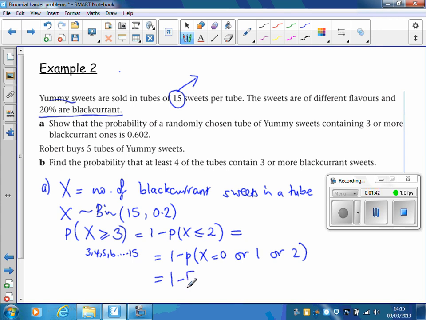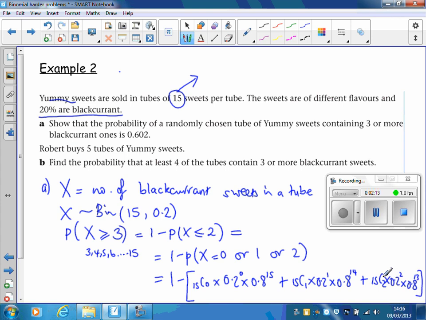Now for x equaling 0, we're just going to do 15c0 multiplied by 0.2 to the power 0 times 0.8 to the power 15. 1 is going to be 15c1 times 0.2 to the 1 times 0.8 to the power 14, and then that's plus 15c2 times 0.2 squared times 0.8 to the power 13.